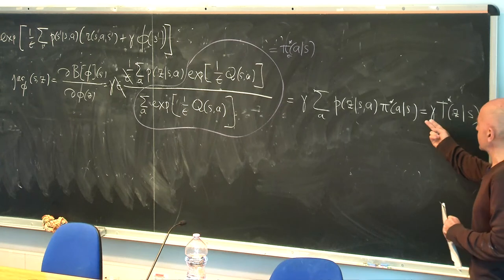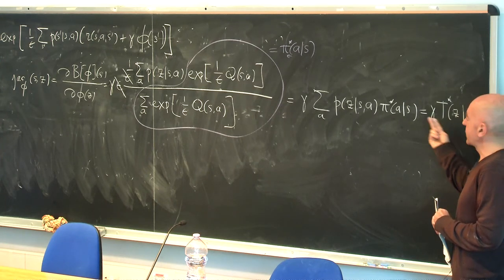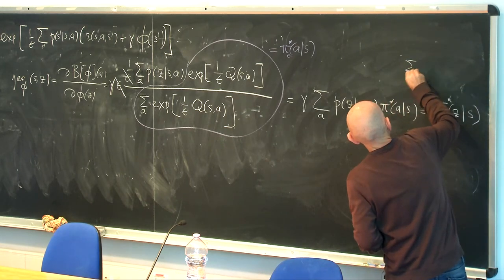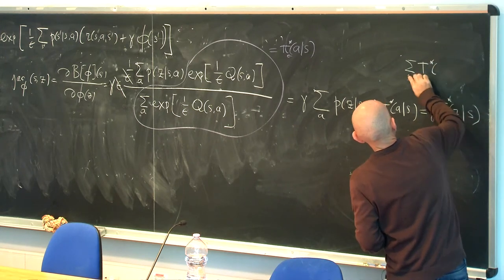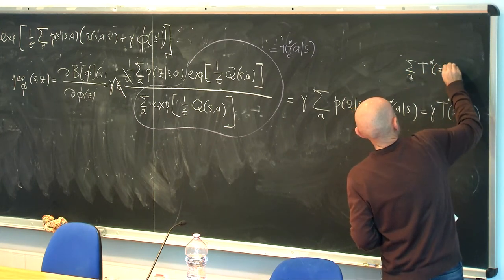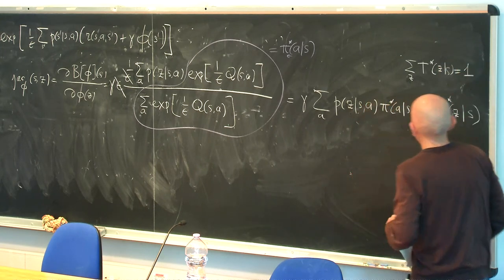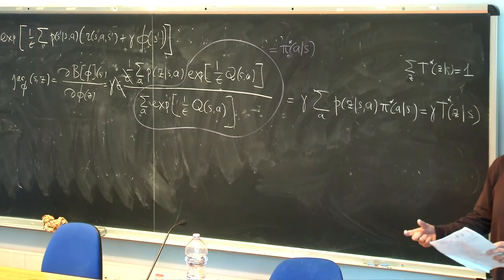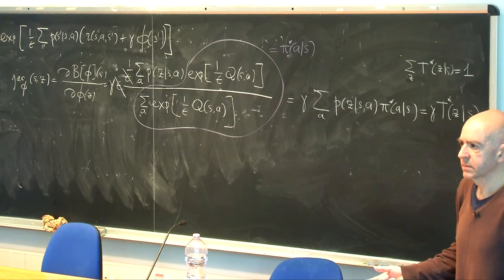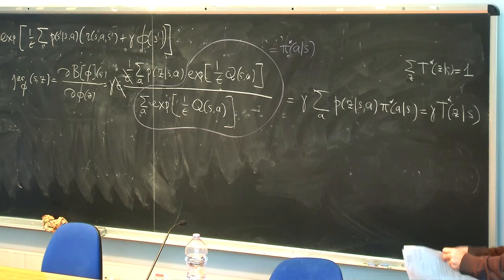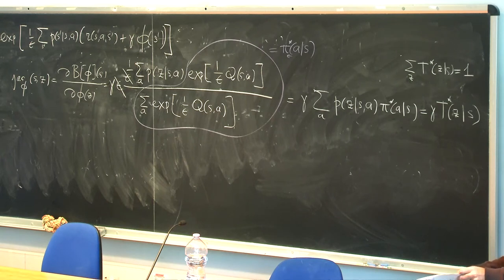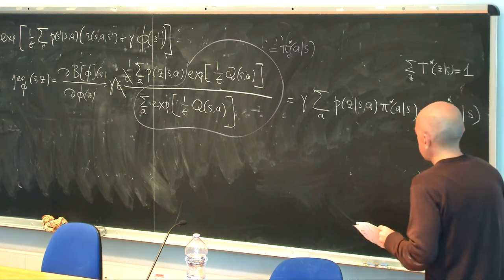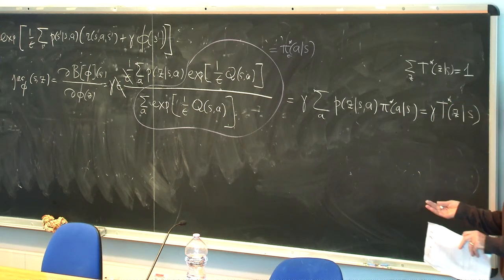In particular, this thing is a stochastic matrix, because if you sum over z, you will get 1, for all s. So the Jacobian eventually is gamma, which is a number smaller than 1, times a stochastic matrix, which we know by Perron-Frobenius theory has a spectral radius of 1. This is a generic property of Markov chains.